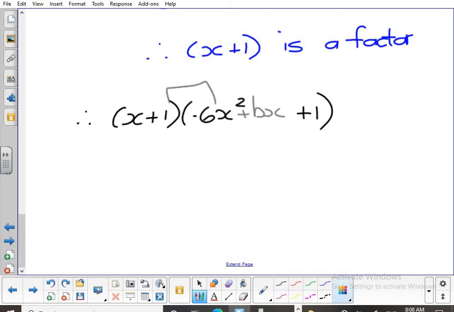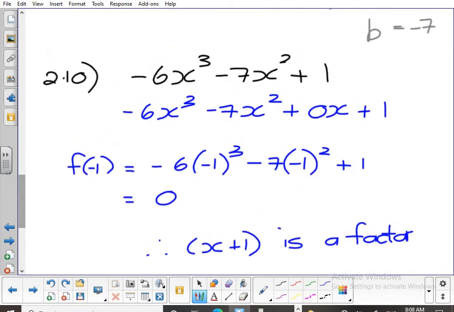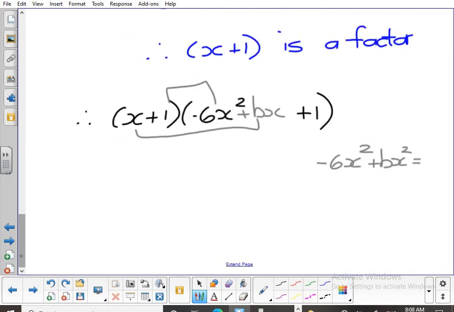So I'm going to multiply that, and I'm going to multiply that. So I'm going to get minus 6x squared, and I'm going to get plus bx squared, is equal to what? Is equal to that, which is negative 7x squared. And that means minus 6 plus b is minus 7. So b is negative 1.